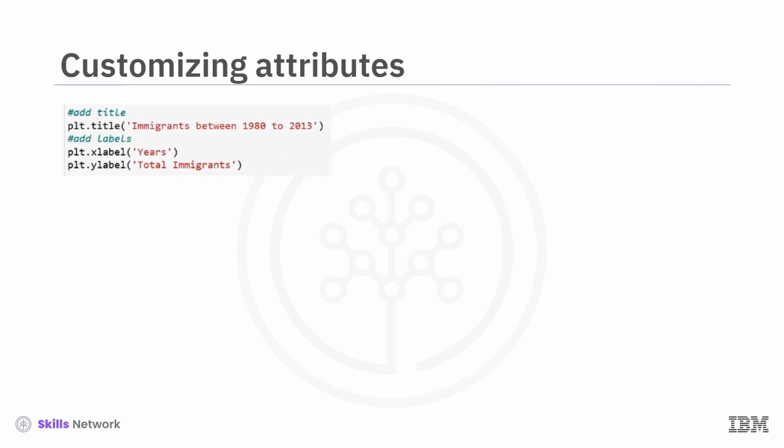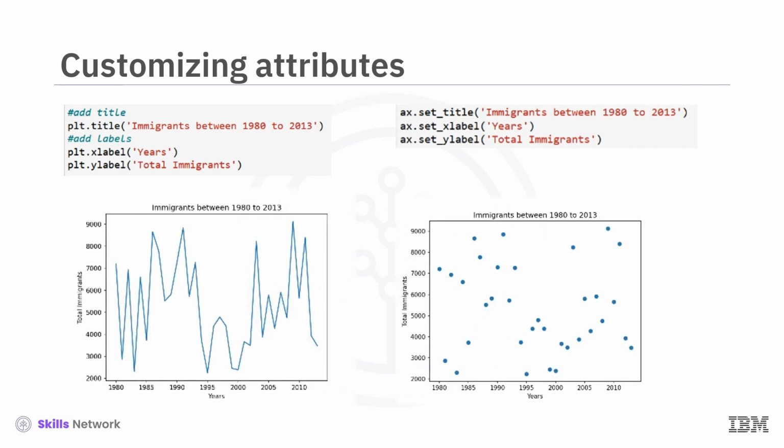Now let's put a title to the plots. To do so, simply pass the title string to the plt.title function. plt.title, immigrants between 1980 to 2013, on both the plots. Label the axis with plt.xlabel as years and plt.ylabel as total immigrants on both axes. You can apply the label and title directly to the axes as shown here. axes.set_title and pass the title string. axes.set_xlabel or ylabel. See, now the plots have the title and the labels.